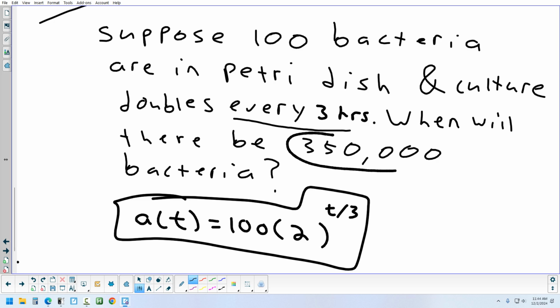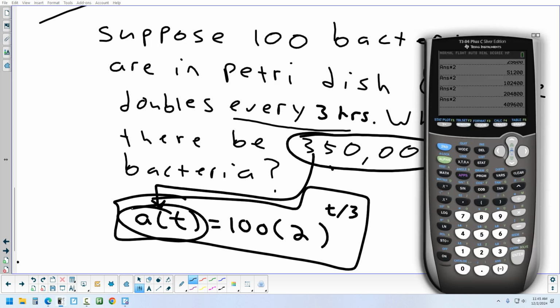Where does this 350,000 get plugged in? Would it be the T or the A of T? Right, because it's a Y value. That is not a T value. That's not a time. It's an amount. So that would go right there. Okay, and we got time. We can quickly find the answer. We said it's between 33 and 36 hours. Well, let's see.